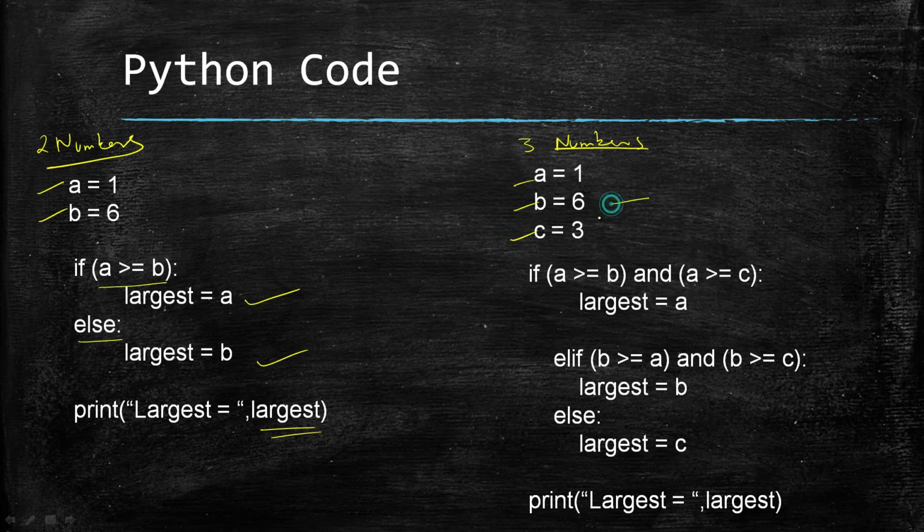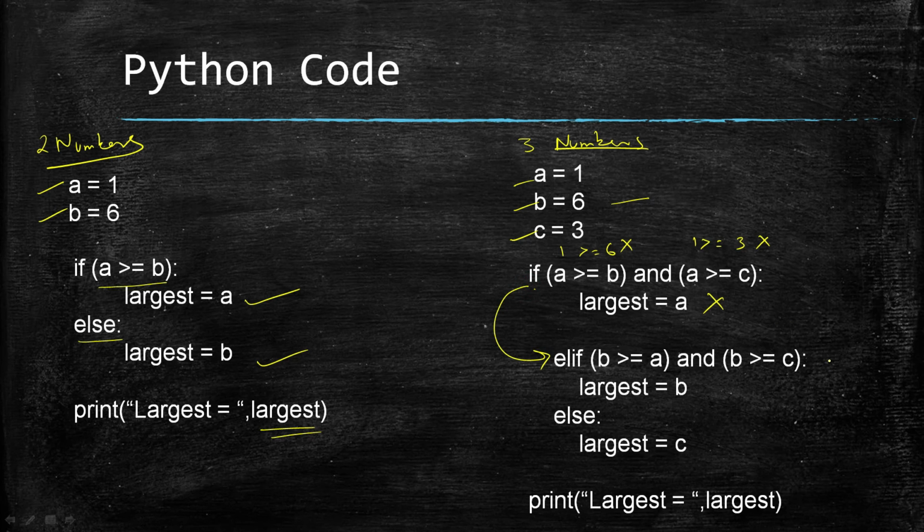In this case, B is the largest, we can see, but program-wise, let's see if A is greater than or equal to B. A is 1 and B is 6. Is 1 greater than or equal to 6? No, this is not satisfying. A is greater than or equal to C: is 1 greater than or equal to 3? No, this is also failing. So it will skip and this won't be executed, and it will come over to this.